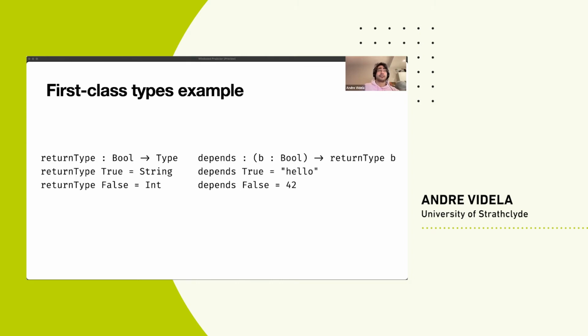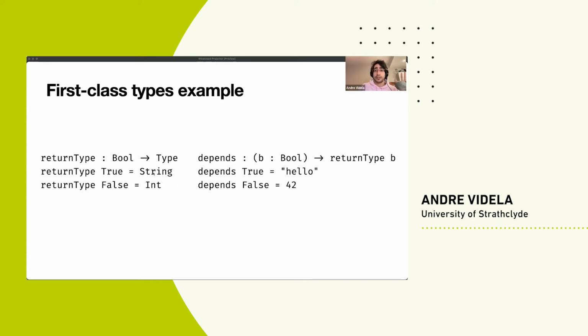And this manifests itself in programs. You can write programs such as this one. I don't expect everyone to understand the syntax. I just want to show this difference between things that have a colon and things that have an equal sign. Things that have a colon are defining types, and things that have an equal sign are defining the body of the function. So at the top left, we're defining return type, and we're saying return type is a function that takes a Boolean and returns a type. And underneath, we analyze the value of the Boolean. If it's true, we return the type string. If it's false, we return the type int.